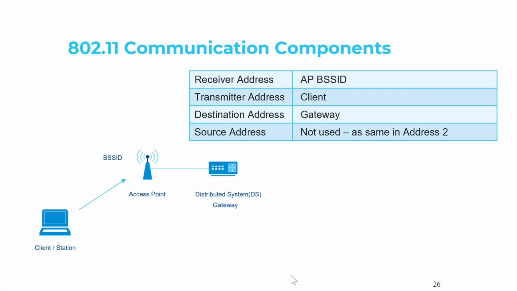Now how the addresses come in. If you look at this now, the first thing is the receiver address. Who's going to receive it? Obviously the AP BSS ID.